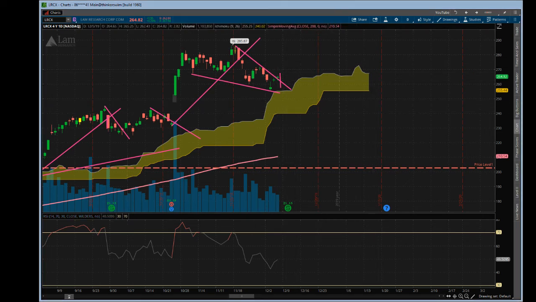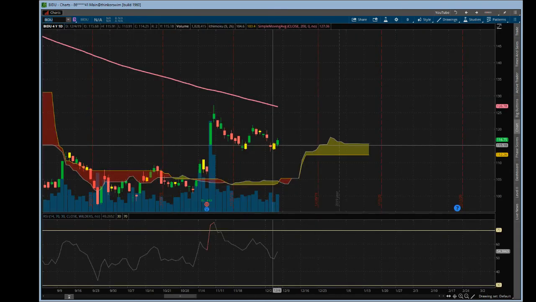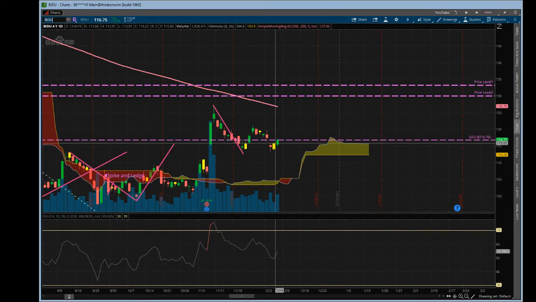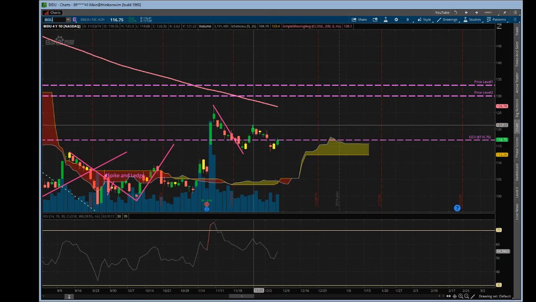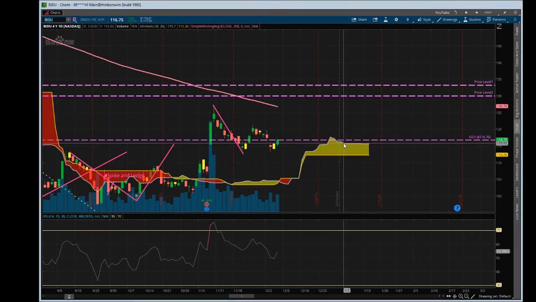And then Baidu had some energy today. Got a little bit perky off of the inside day, and it just needs to work its way up and close above these levels here to try to really get going.